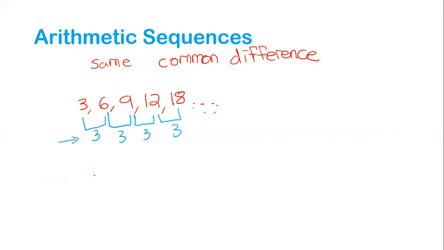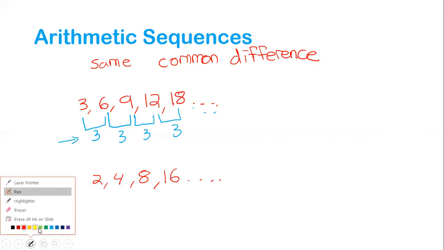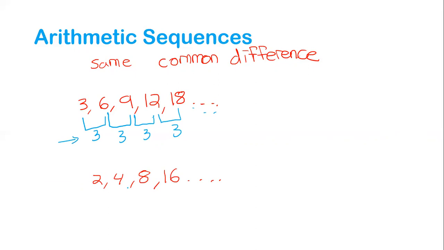Conversely, if we had a sequence such as 2, 4, 8, 16, and so on, well, what are the differences here? 4 minus 2, that's 2. But here, 8 minus 4, that gives us 4. So right away, we know that these are not an arithmetic sequence. So they have to have the same common difference. That's important.